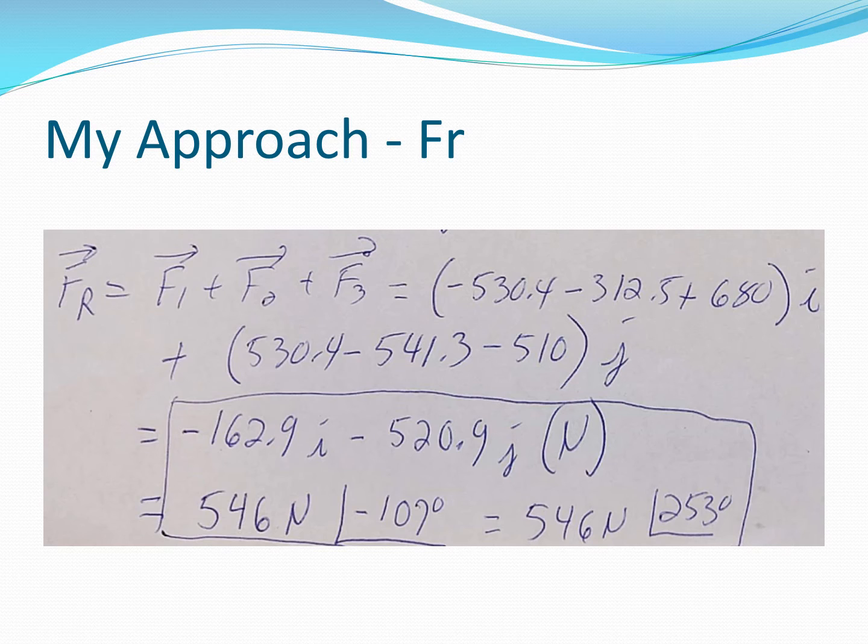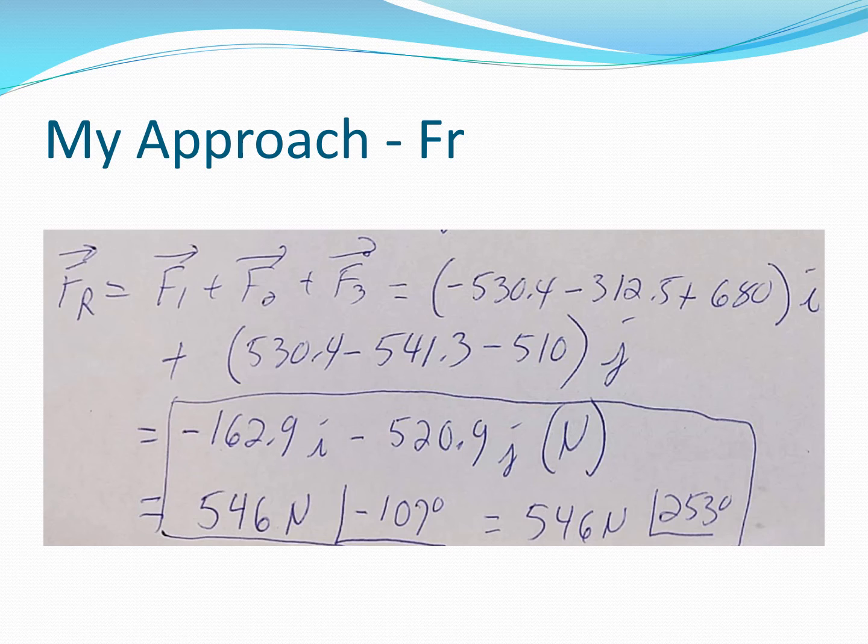You can see I've got all the X's together and all the Y's together. The result is minus 162.9 in the I direction and minus 520.9 in the J direction. Those are the answer in rectangular form. Of course, they wanted the magnitude and angle. So when you plug that into your calculator and ask it to give it back in polar, you get the first answer I've written there: 546 newtons at minus 107 degrees.